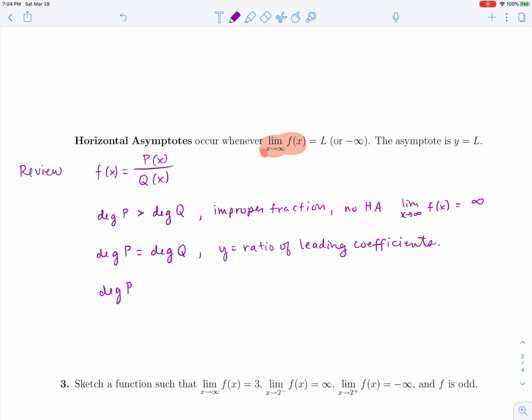And lastly, if the degree of the numerator is smaller than the degree of the denominator, then you have a proper fraction, and your horizontal asymptote is y equals 0.